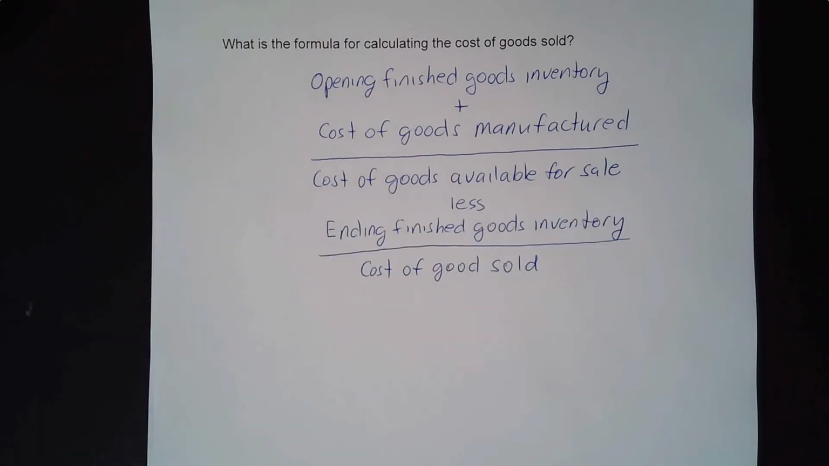We deduct the finished goods inventory at the end of the period because those goods are still available for sale. By deducting the finished goods inventory at the end of the period from the cost of goods available for sale, we get to calculate the cost of goods sold. This is the cost of all the goods which have now been sold to customers during the period. It's an expense on the income statement.